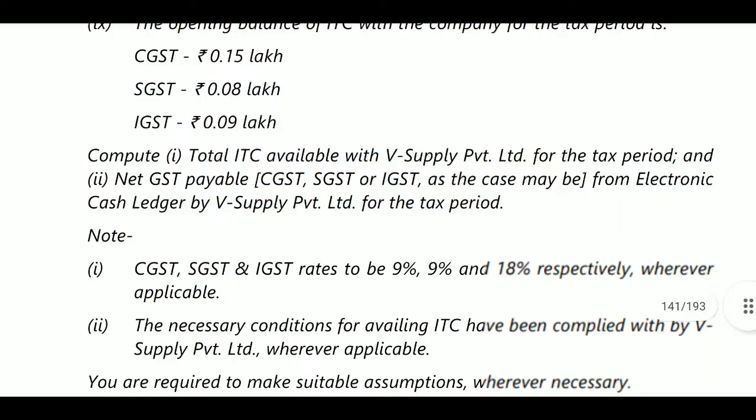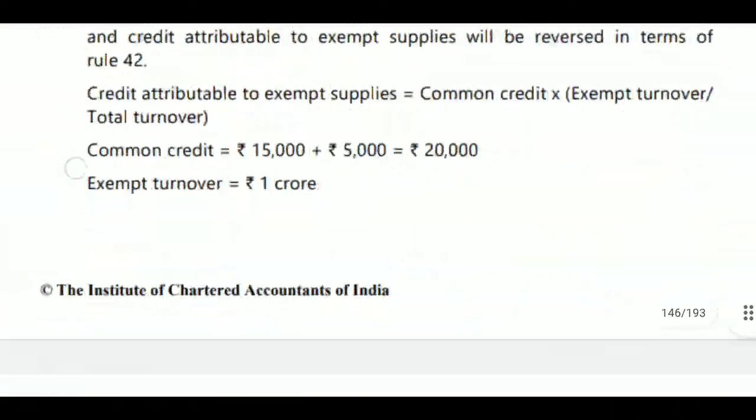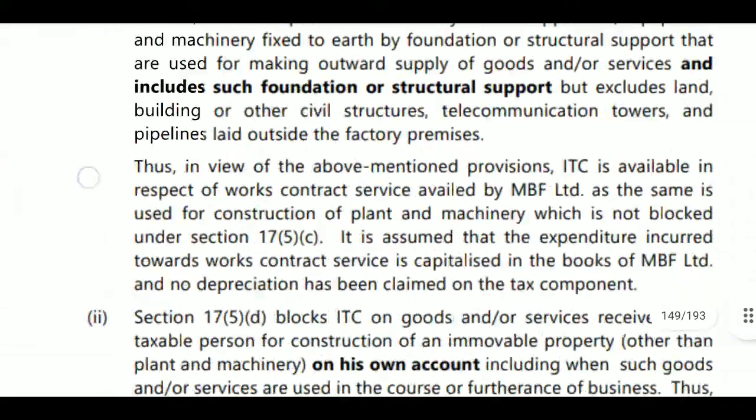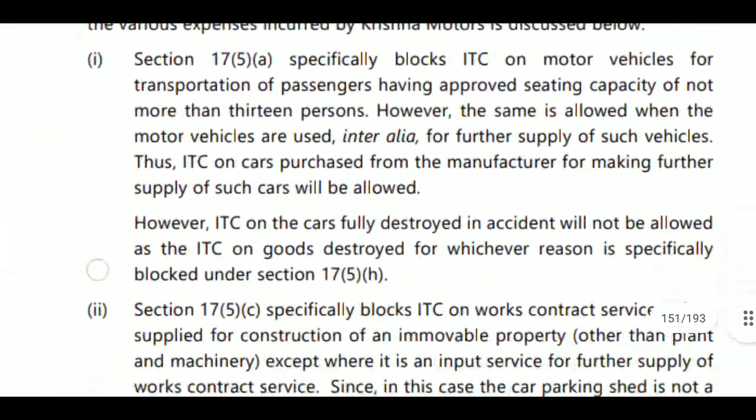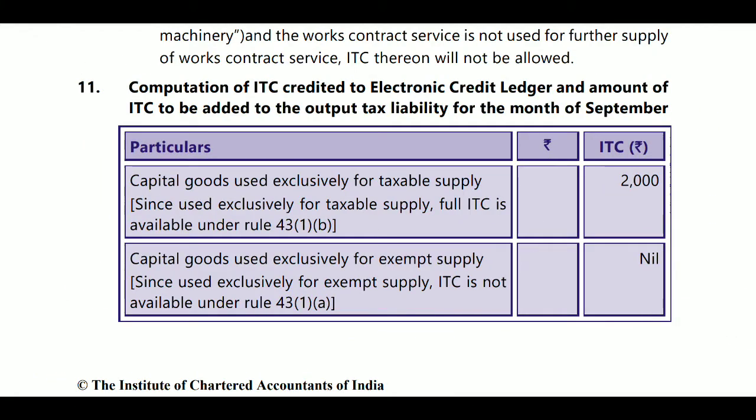So question number 11, the answer: ITC on capital goods related to this product. The main product will be taken first. So the computation of ITC credited to the electronic credit ledger, how much will be credited, and the amount of ITC to be added to the output tax liability for the month of September. In the same month, capital goods used exclusively for taxable supply.